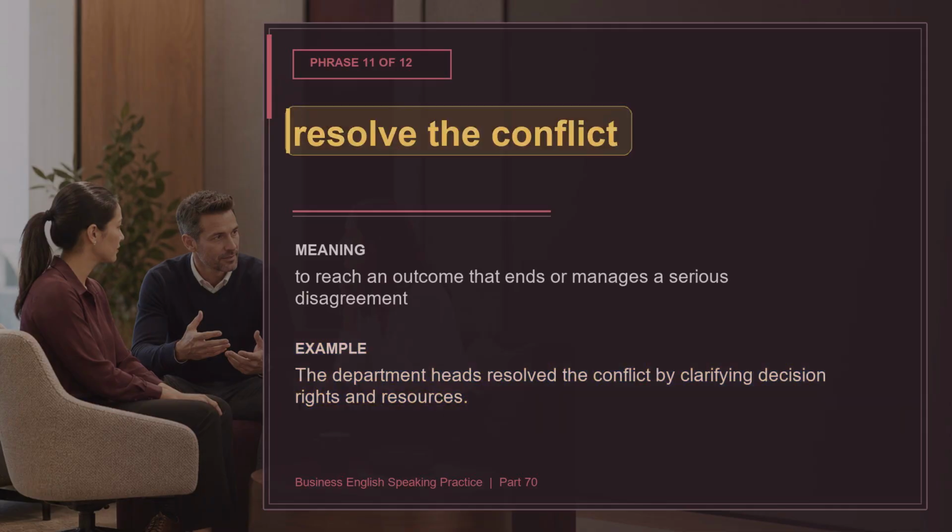Resolution may involve agreement, changed responsibilities, or a process for managing remaining differences. It should address the cause, not only the emotion. Use this phrase when a dispute reaches a workable conclusion. Now repeat: resolve the conflict.